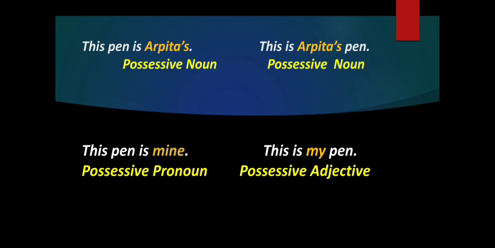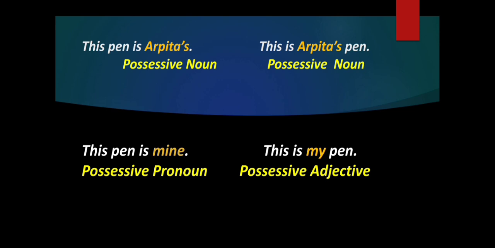As I have already told you all, a possessive pronoun is a pronoun that can replace a possessive noun and still show the ownership. So let us see some sentences using a possessive noun. Now this is essentially the same thing but written in two different ways. This pen is Arpita's. This is Arpita's pen. In both these sentences, Arpita is a possessive noun.